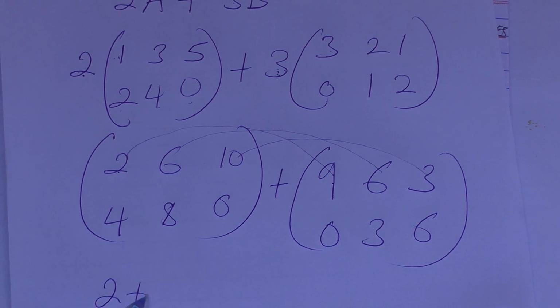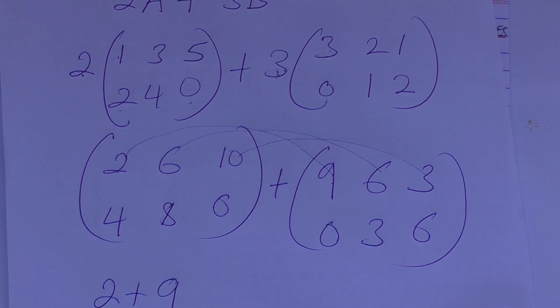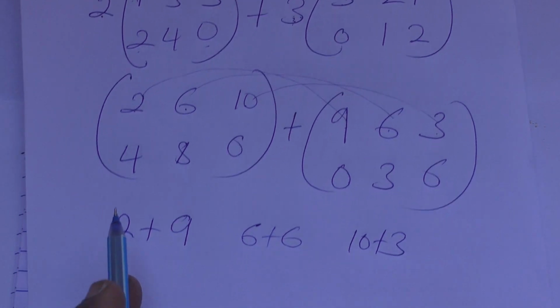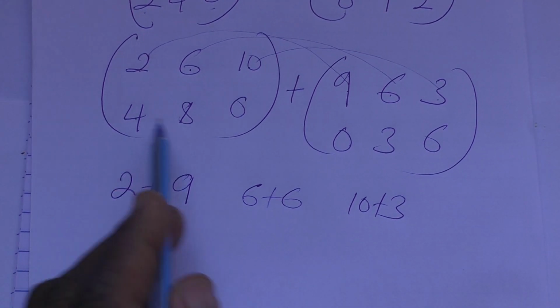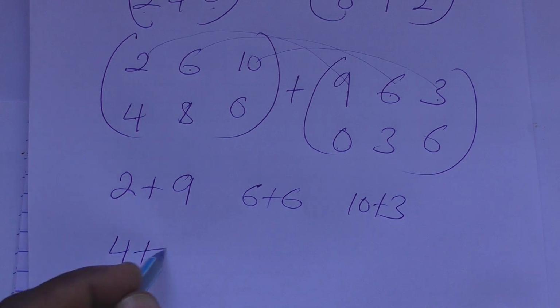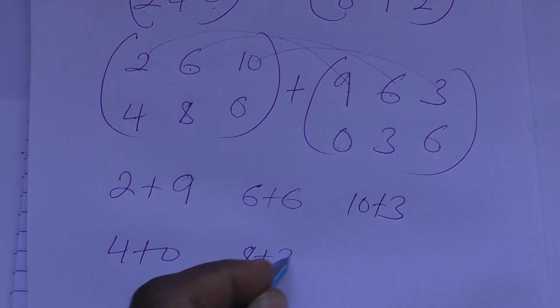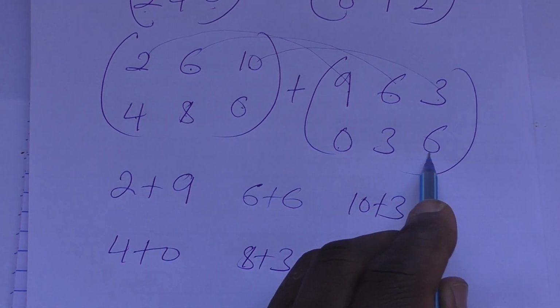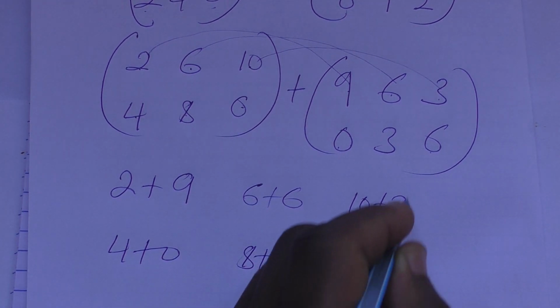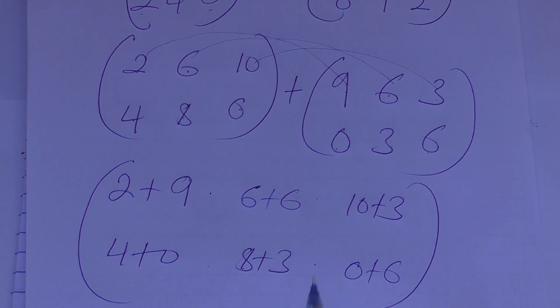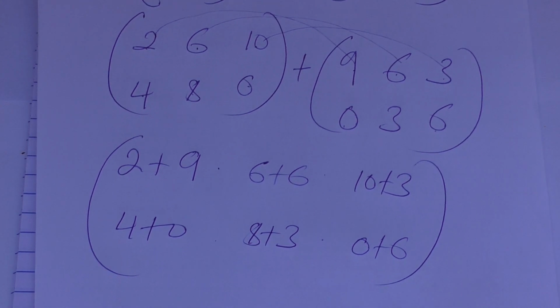That is 2 plus 9, then 6 and 6, then 10 and 3. Still the same applies down. 4 and 0, then 8 and 3, then 0 and 6. We must always leave spaces so that we maintain their positions.